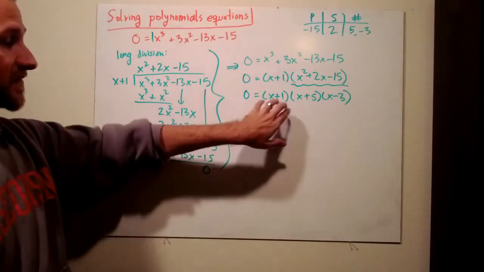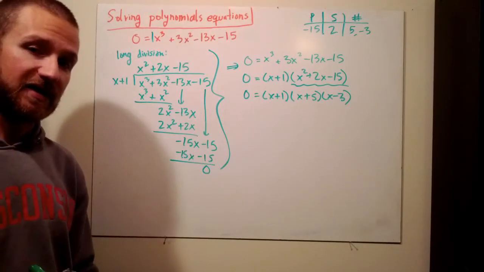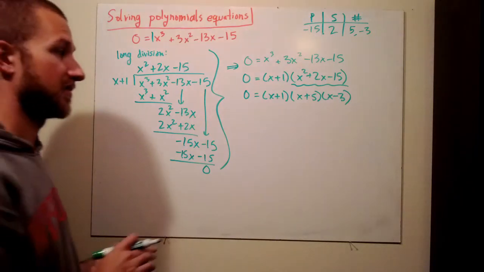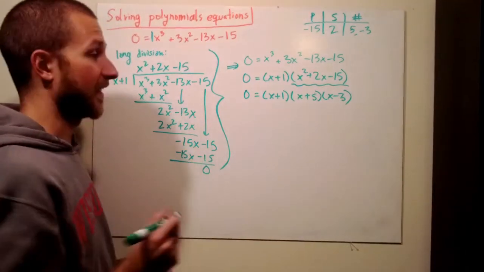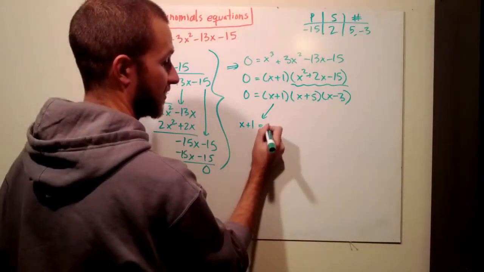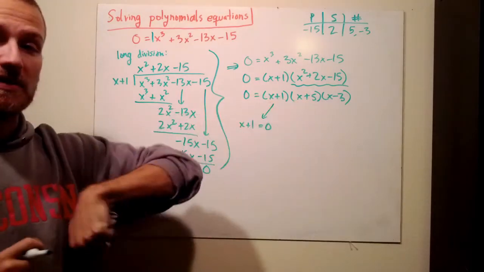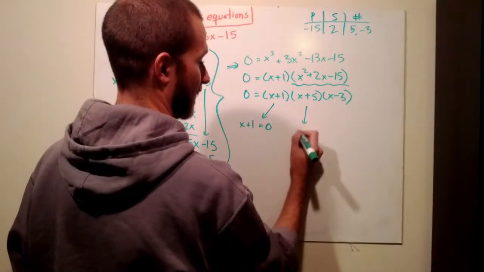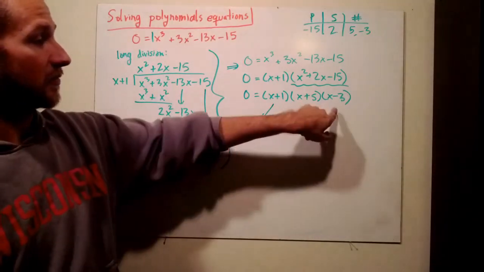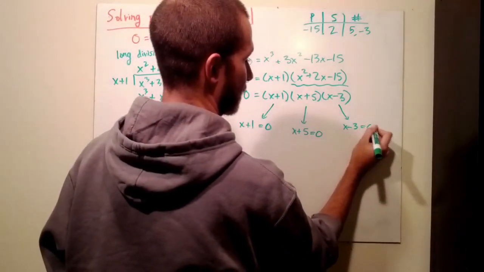Now what that tells us is I have something times something times something, and I'm getting 0. And the only way to multiply things together and get 0 is if at least one of those things is 0 itself. So maybe this term, x plus 1, is 0. Additionally, maybe it's this term, so I'll write x plus 5 is equal to 0. Alternatively, it could be this last one, x minus 3 is equal to 0.